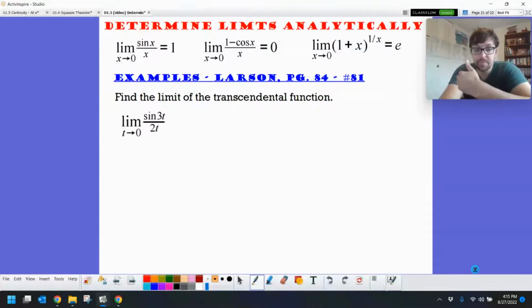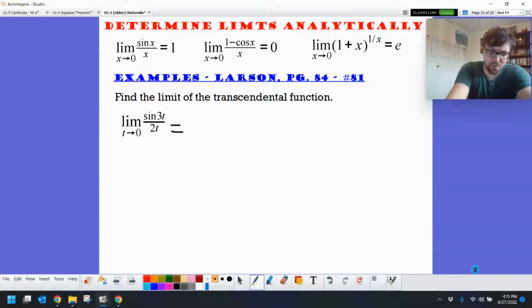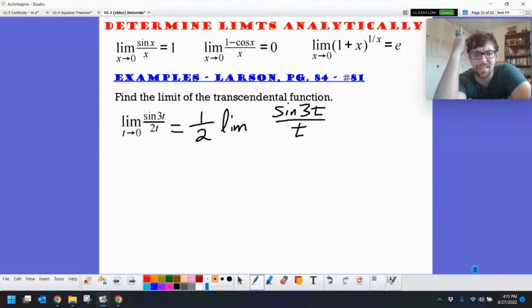Hooray! In this example, I again want to use my transcendental tricks to figure out the value of this function. Direct substitution is just not going to cut it. So I want to get rid of that 2, because that 2 feels like a bit of a misfit. Any constant I can put in front of my limit. And then I'm left with a sine of 3t over t. And it's still not quite matching up.